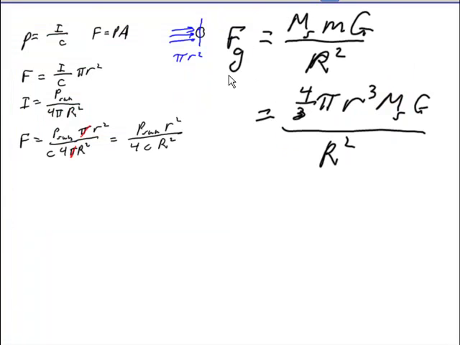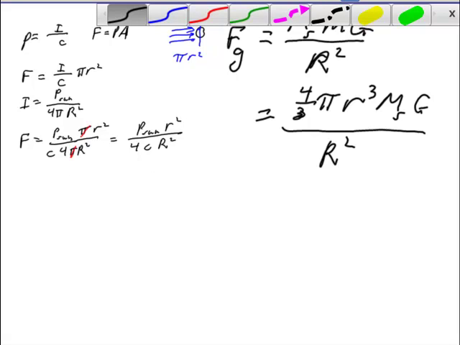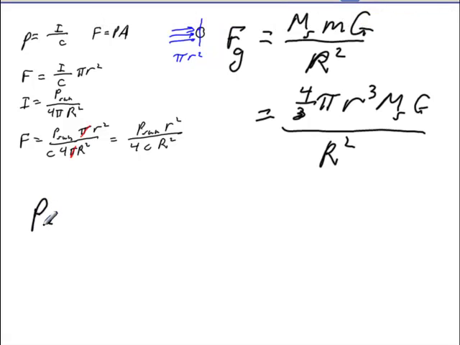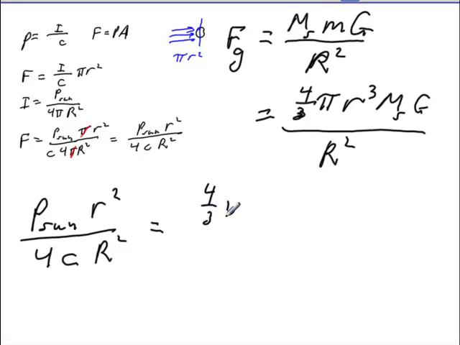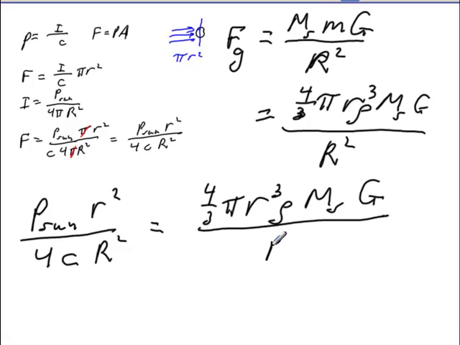So what we do is we set the force of gravity and the force of the radiation pressure equal to one another. That means the power of the sun times the radius of the dust particle squared divided by 4 times the speed of light times the distance from the sun squared equals 4/3 pi times the radius of the dust particle cubed. Oops, I forgot. We need to put in the density of the dust. Times the density of the dust times the mass of the sun times the universal gravitational constant over the distance to the sun squared.